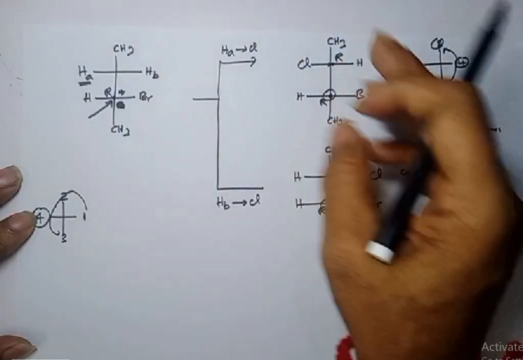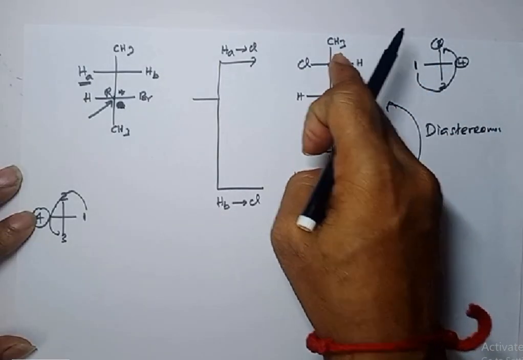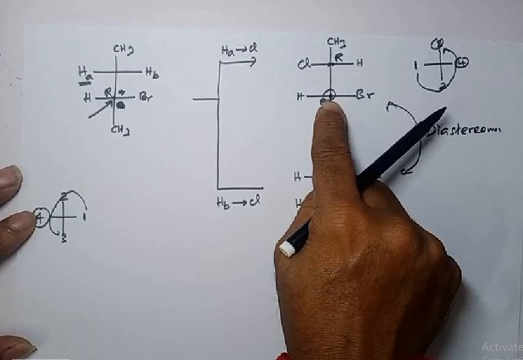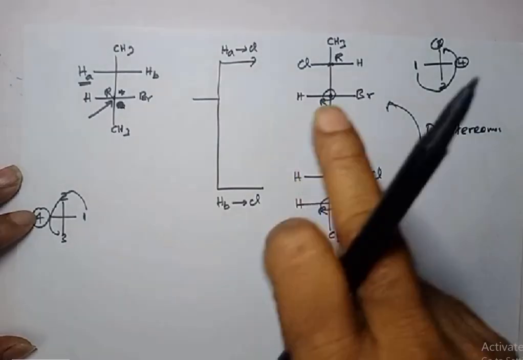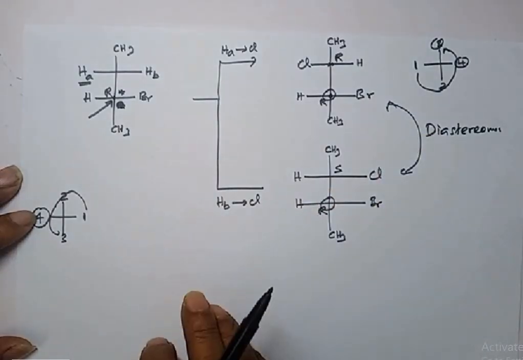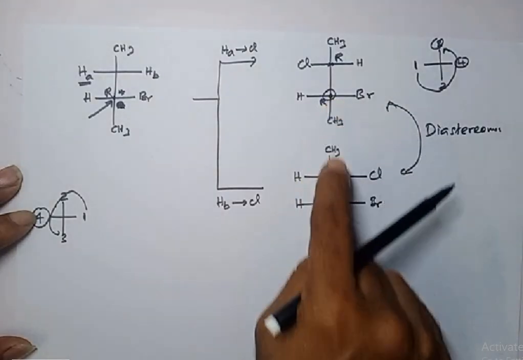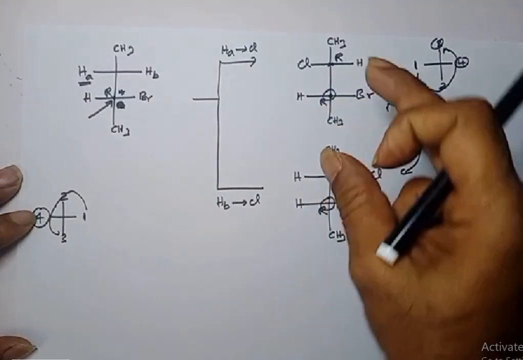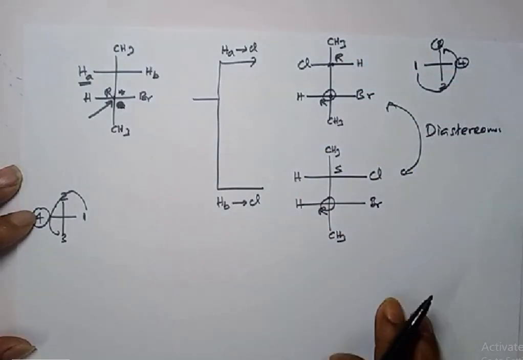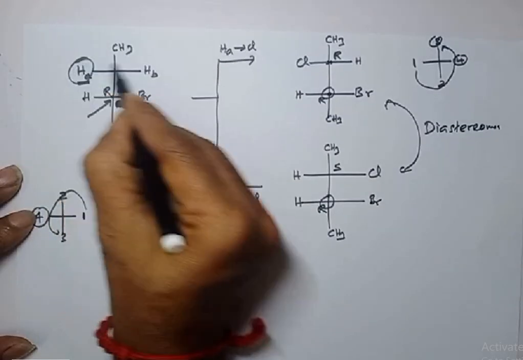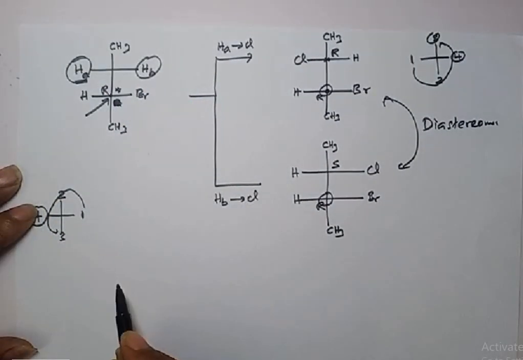If both configurations change, suppose this is R and here this is S, then they are enantiomers. If both configurations change, it is an enantiomer. But if one configuration remains the same and only the other configuration is changing, then they are diastereomers. Therefore, these two hydrogens are diastereotopic hydrogens.